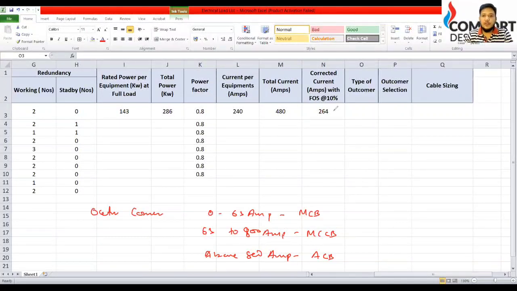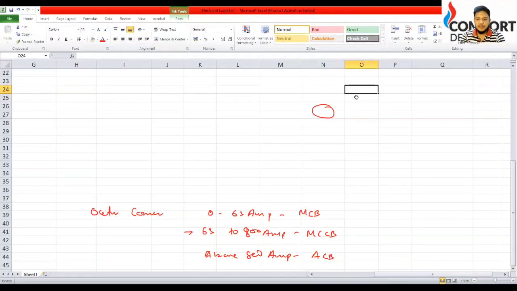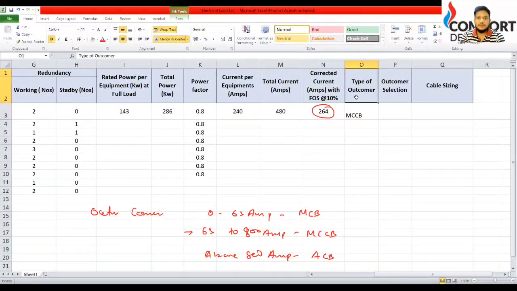So the type of outcomer is what? Since this is 264, and 264 lies in this range, we will be using the MCCB here. So this will be your MCCB, and its capacity will be, what is the capacity of MCCB? We will be selecting the capacity as per market availability. So what is the next market availability?